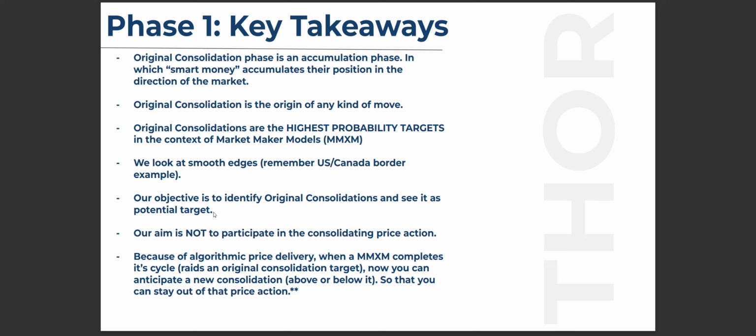And our aim is not to participate in the consolidating price action. So you have to wait for the consolidation to be over. Otherwise, you'll get chopped. You're going to blow your account. Because of the algorithmic price delivery, when a market maker model completes its cycle, meaning it reached the original consolidation target, now you can anticipate a new consolidation above or below the target so that you can stay out of that price action, which is the most important thing about the market maker models.